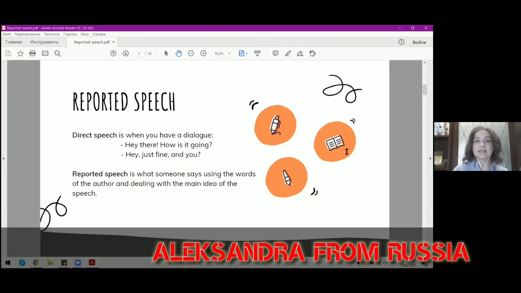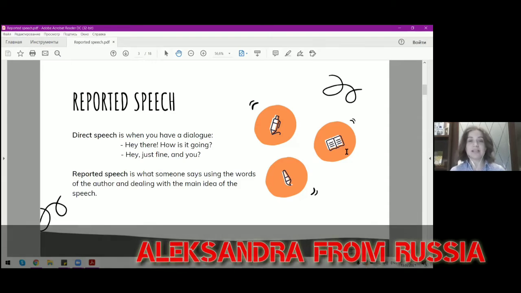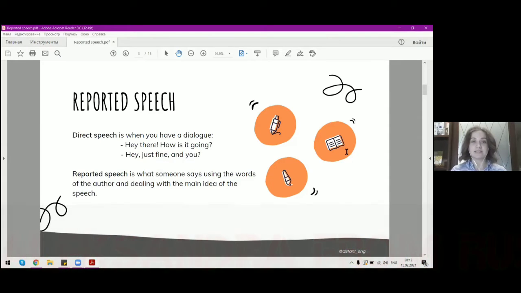So it's when someone says, using the words of the author and using exactly the main idea of the speech. I know that in all our native languages we had such experience. When we had a dialogue, for example, with our parents or with our husbands and wives, and after some events, we wanted to retell this dialogue, to express ourselves. So here is exactly the situation where we need reported speech.